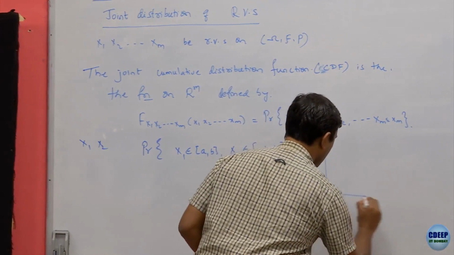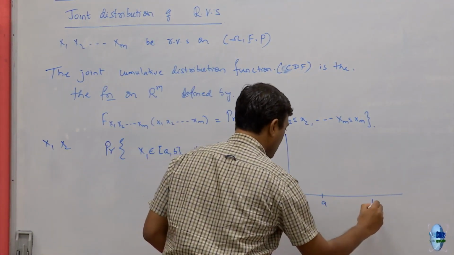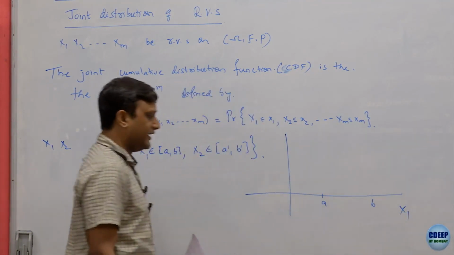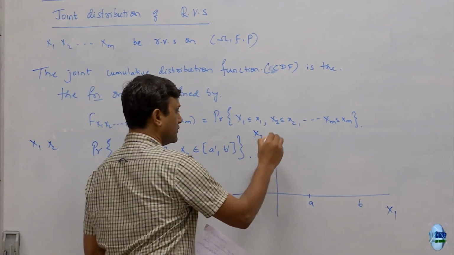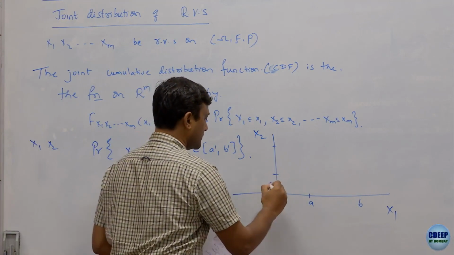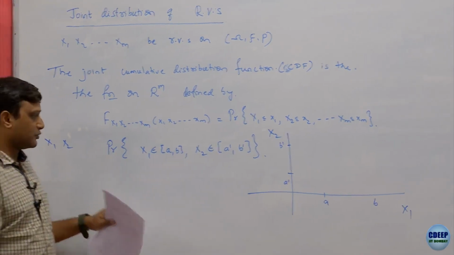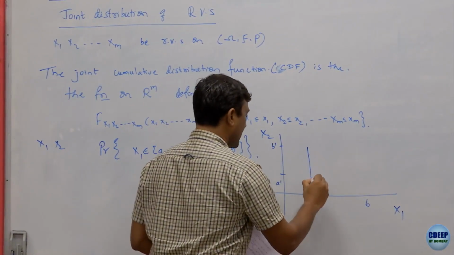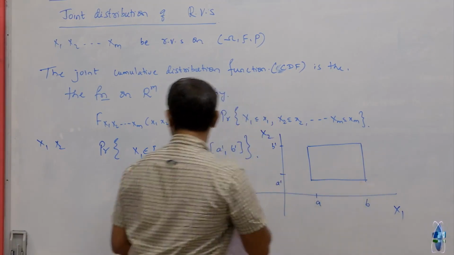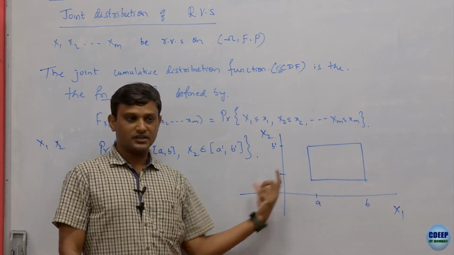Suppose a, b, a', b' are positive quantities. This is my x axis, which denotes the outcome of X1, and the y axis denotes the outcome of X2. Let us say this quantity is a, and here it is a', b'. What I am asking with this probability is that X1 and X2 jointly fall in this box. This is what this probability is asking.